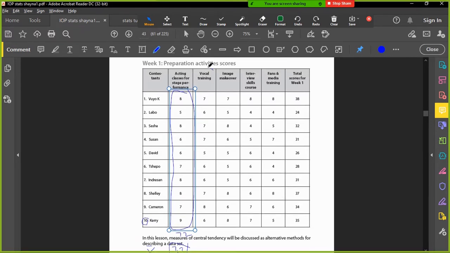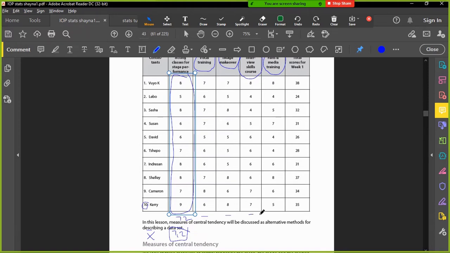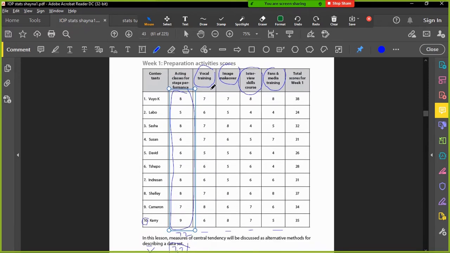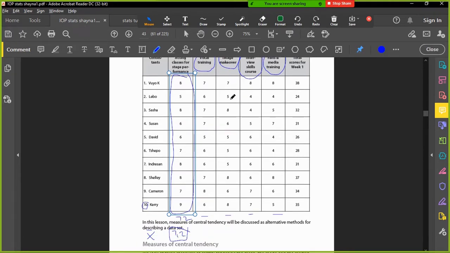Okay, and then you could do the same for vocal training, image makeover, interview skills, and fans and media training. And then total scores for week 1. Obviously if you add up all of them, you could work out an average for each of these. Do you agree? Yes. Let's do one more. Image makeover. Work out the average for image makeover.